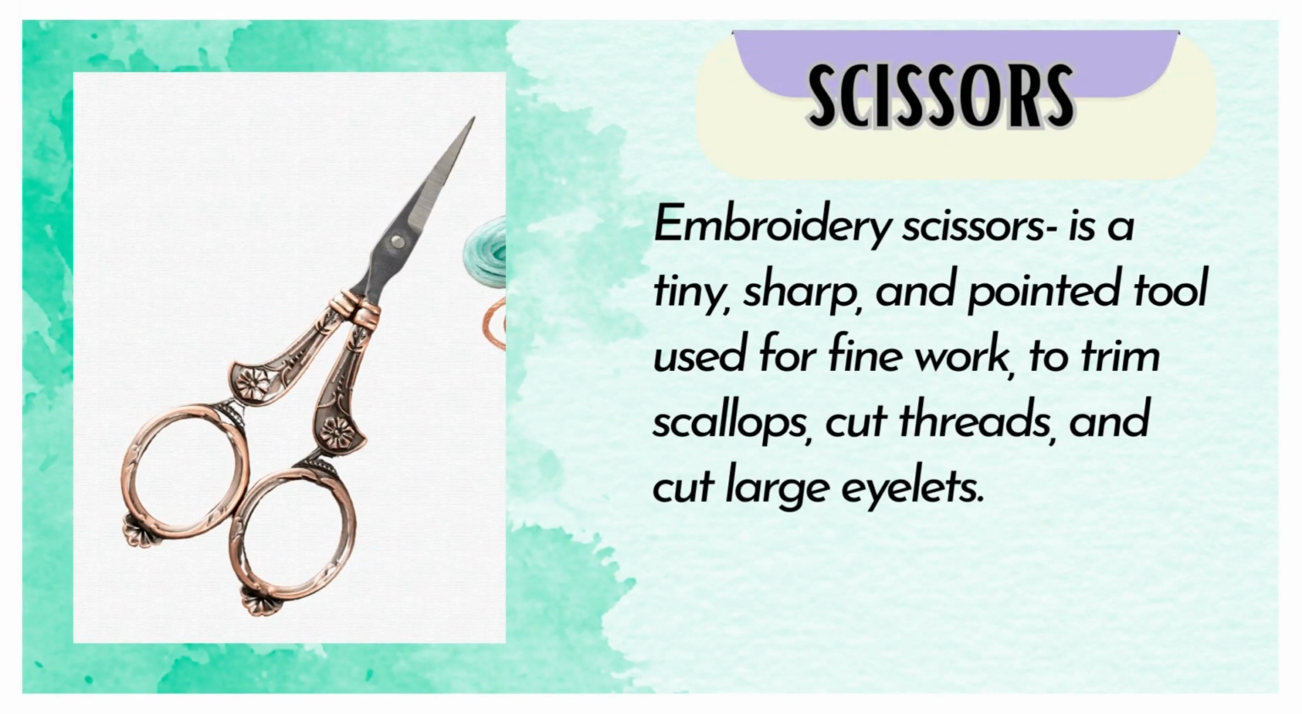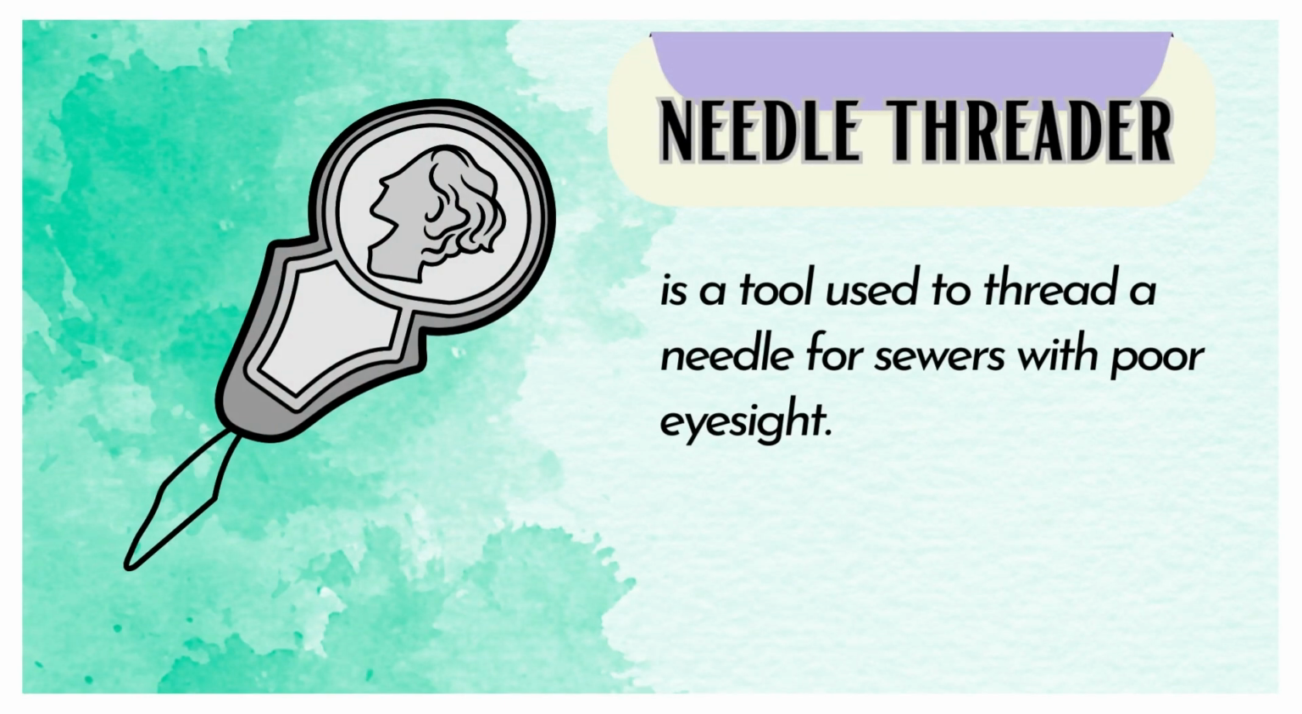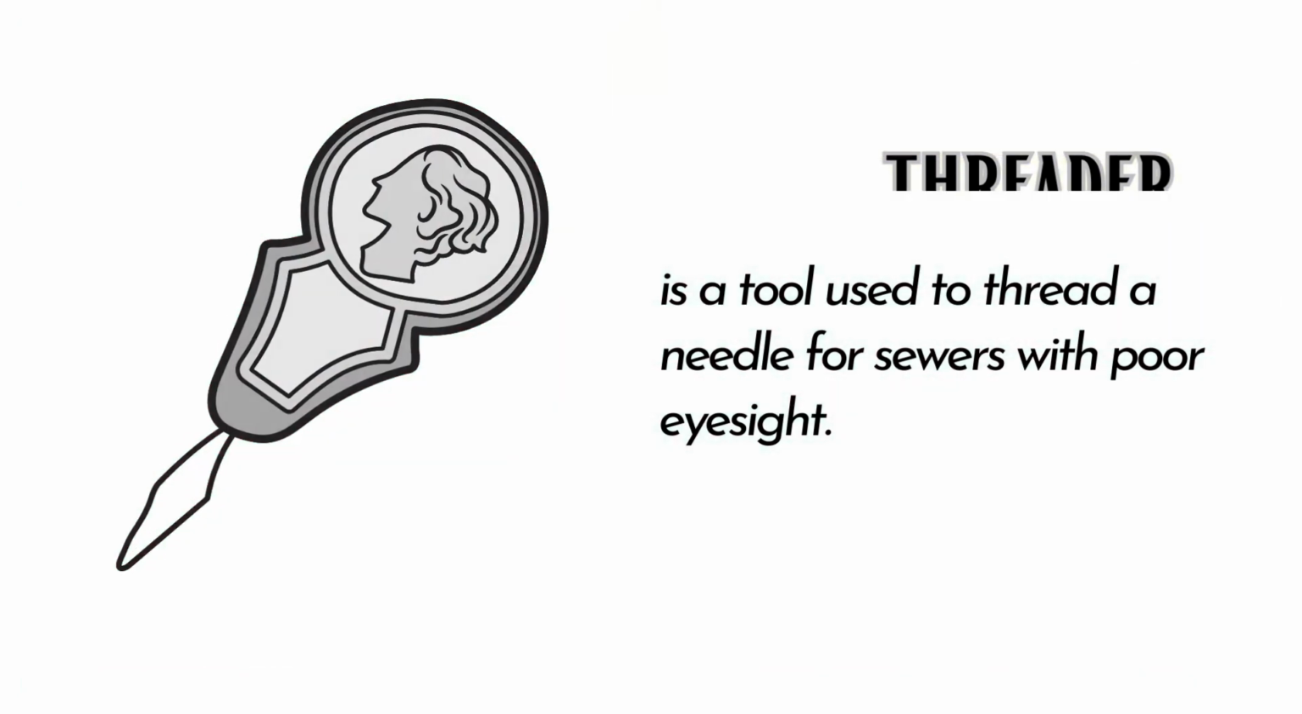Next is the embroidery scissors. It is a tiny, sharp, and pointed tool used for fine work to trim scallops, cut threads, and cut large eyelets. Embroidery scissors is smaller compared to the usual shears. Needle threader is a tool used to thread a needle for sewers with poor eyesight. Needle threaders are invaluable tools for anyone who works with needles, thread, yarn, embroidery floss, or the like.